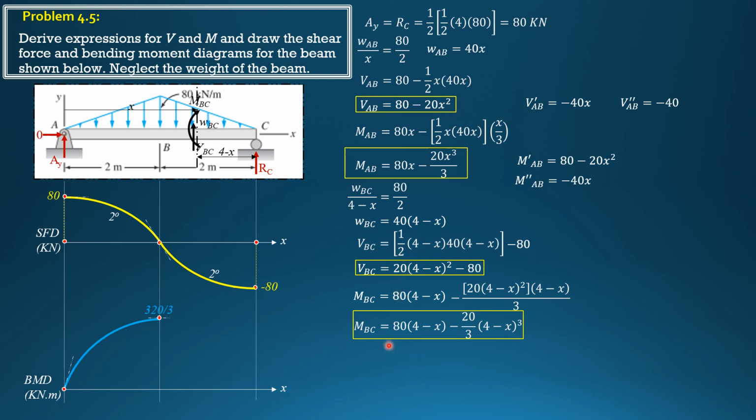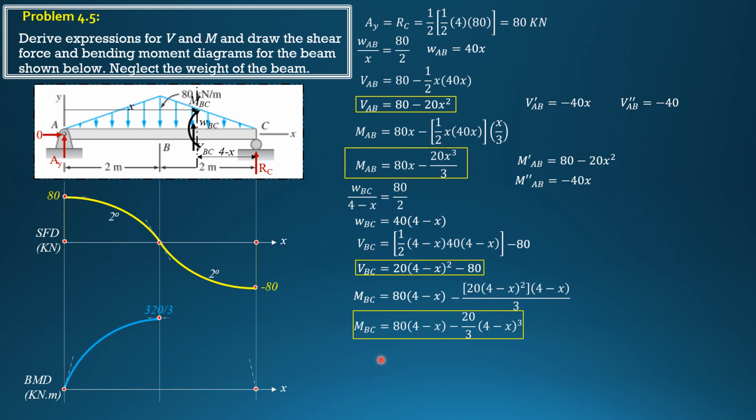when x is 2, 80 times (4 minus 2) is 160, minus 20 over 3 times (4 minus 2) cubed, it will still give us 320 over 3. So it is continuous. It begins here when x is 2. Then when x is 4, obviously this is 0 and that is also 0. Since the slope of the tangent when x is 4, at C, is negative 80, it's sloping up to the left based on slope. So again, you'll now have an idea how to connect these two tangents with a smooth curve. So it should be concave downward.